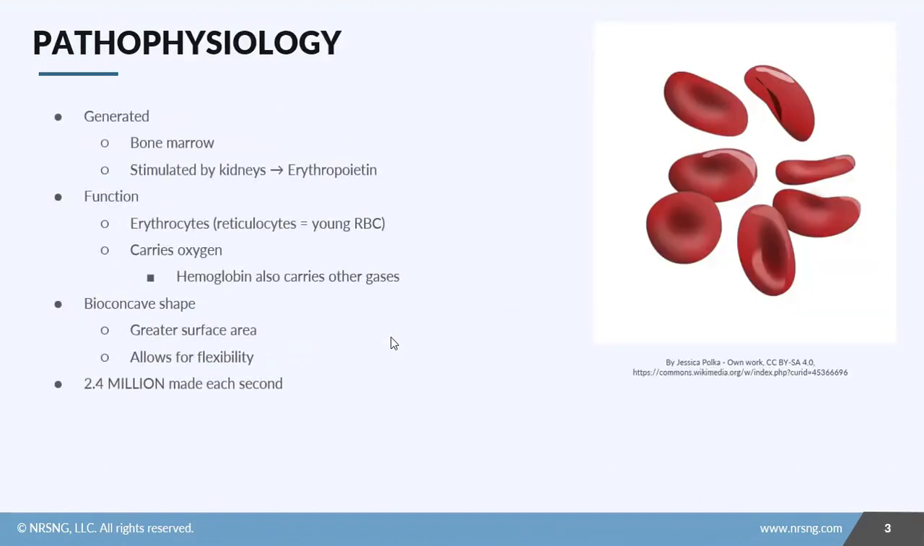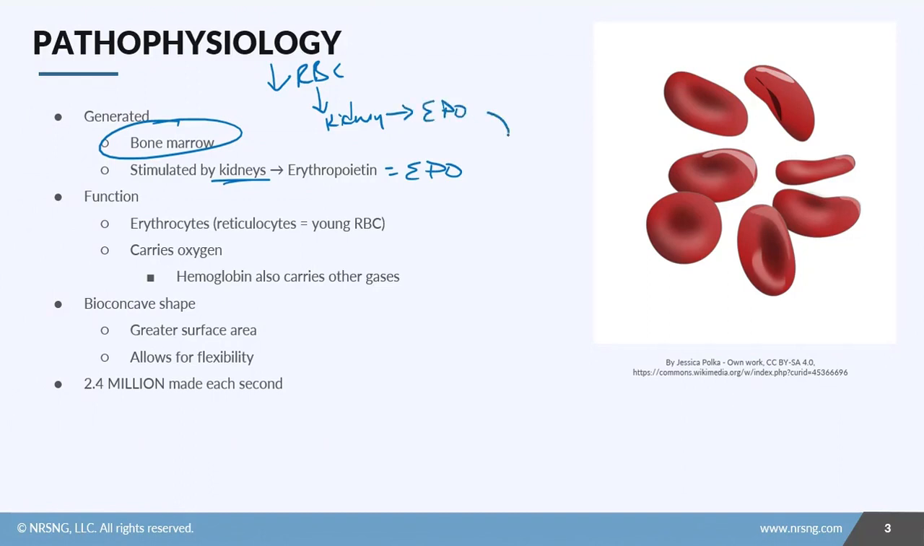So let's talk about the pathophysiology of red blood cells. And the first thing you need to remember is that they are generated in the bone marrow. They're stimulated by a hormone from the kidneys called erythropoietin, which we also call EPO. So you have this decrease in red blood cells. There's a signal sent to the kidneys that says, hey, we are low on these guys. So kidneys kick out EPO. That signals down to the bone marrow, and you have an increase in RBC production.